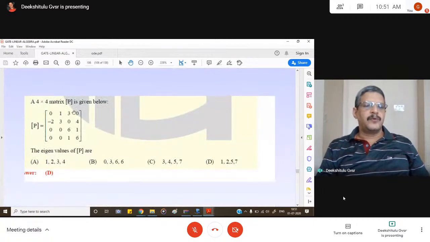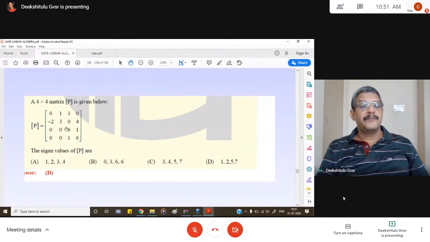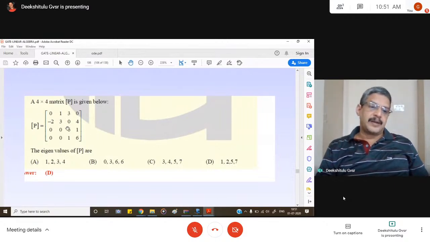If a 4 by 4 matrix P is given below like this, the eigenvalues of P are. So we have two important properties here. A 4 by 4 or 5 by 5 is difficult to calculate also. So check the trace of the matrix. 6 plus 6, 12 plus 3, 15. In the given options, which option has the total of eigenvalues as 15?